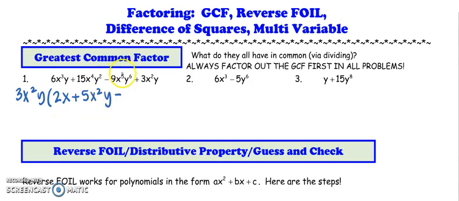Bring down the negative. 9 divided by 3 is 3. X to the fifth, take out an x squared is x cubed. Y to the sixth, take out a y, y to the fifth. Bring down your plus.